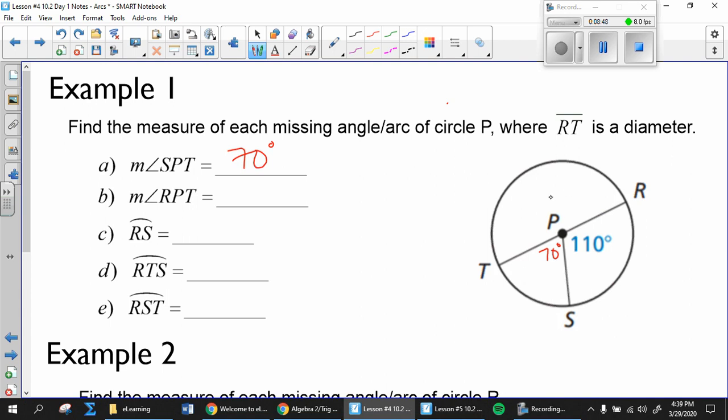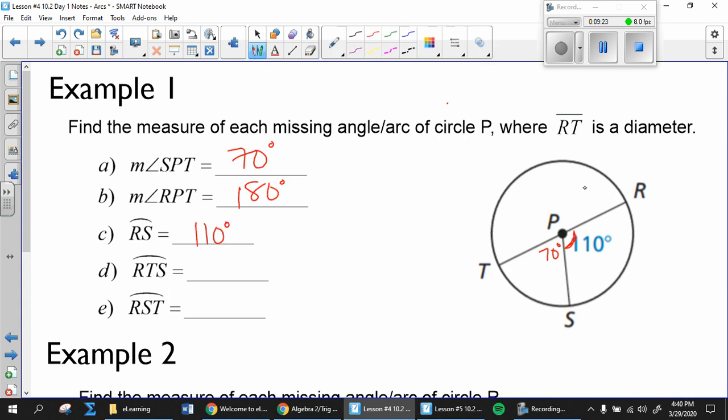Measure of angle RPT. So RPT, we just talked about that. RPT is just the diameter, and so that angle is going to be 180 degrees. Now, arc RS, again, going from endpoint R to endpoint S. Remember that the arc is always equal to whatever the central angle is. So our central angle here is 110, meaning my arc is going to also be 110 degrees. Again, remember, arcs are always measured in degrees.